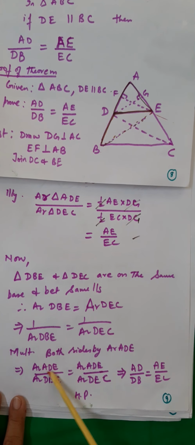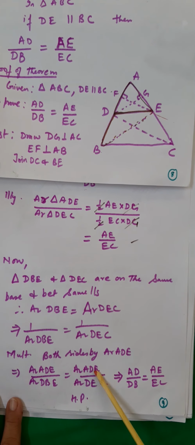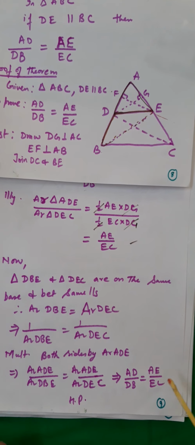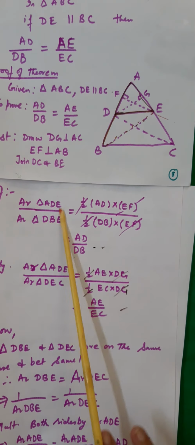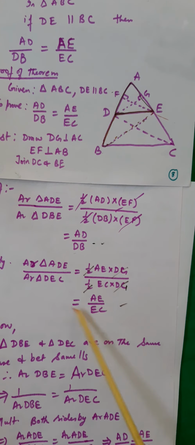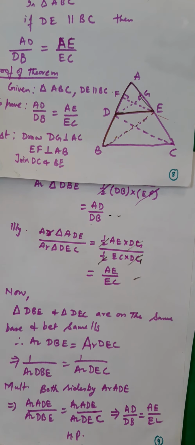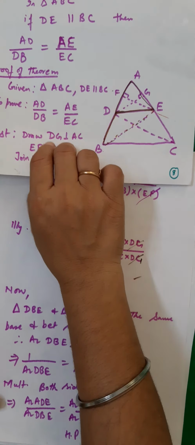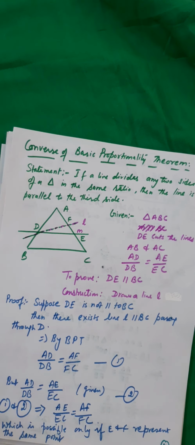Then we get area ADE upon area DBE is equal to area ADE upon area DEC, which implies that AD upon DB is equal to AE upon EC, because here we had taken this ratio is equal to AD upon DB and this ratio is equal to AE upon EC. If both of them are equal, so they will also be equal. Hence, proved. Now let us see the converse of basic proportionality theorem.